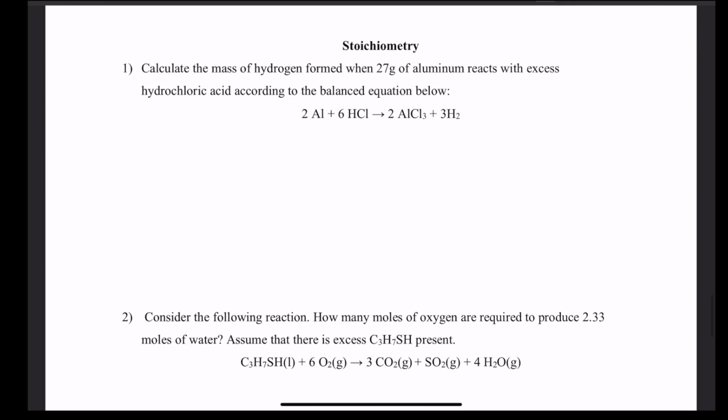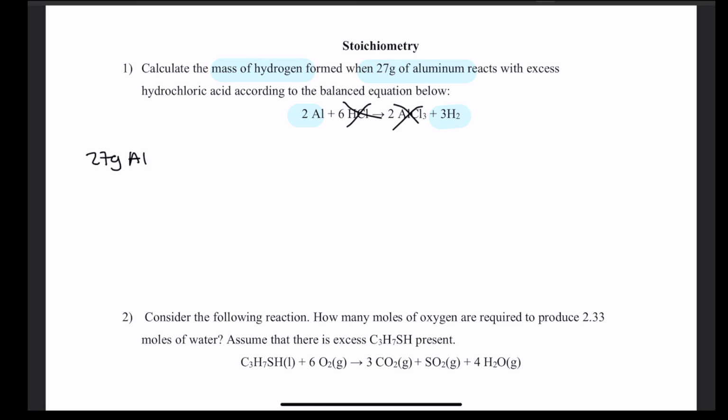Starting off with question number 1: calculate the mass of hydrogen formed when 27 grams of aluminum reacts with excess hydrochloric acid according to the balanced equation. The only thing we need is aluminum and hydrogen. So I'm just going to highlight those two elements and cross the others out, because we only need to focus on those two. We're given 27 grams of Al.